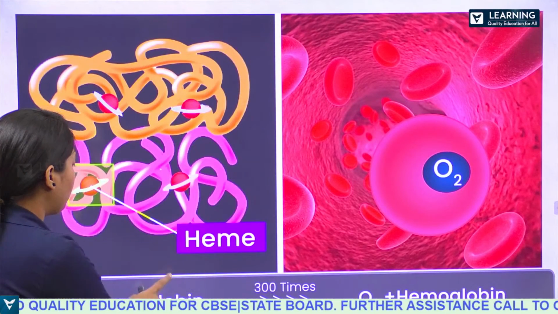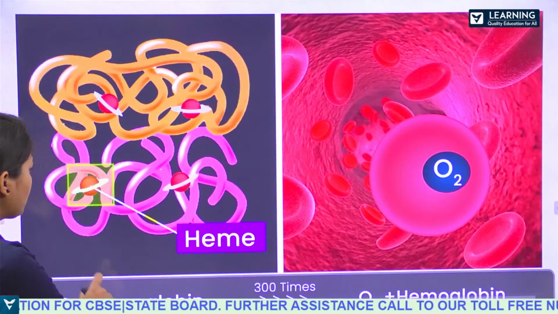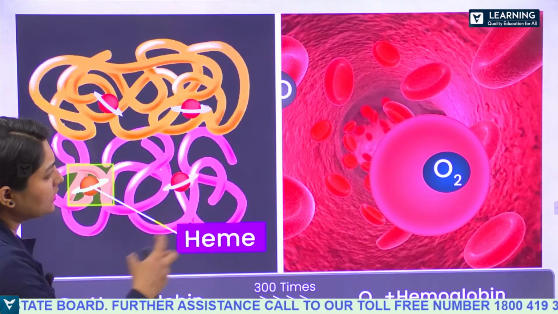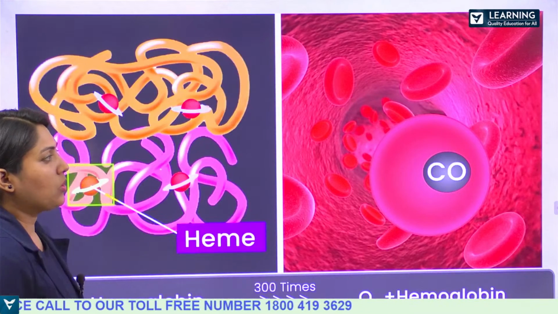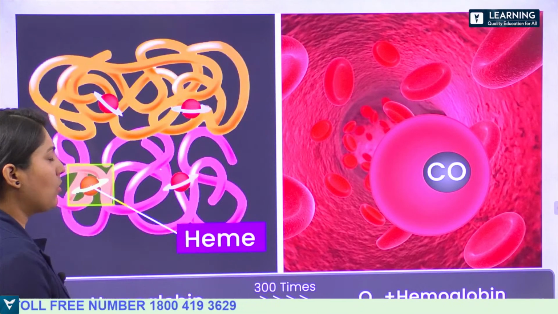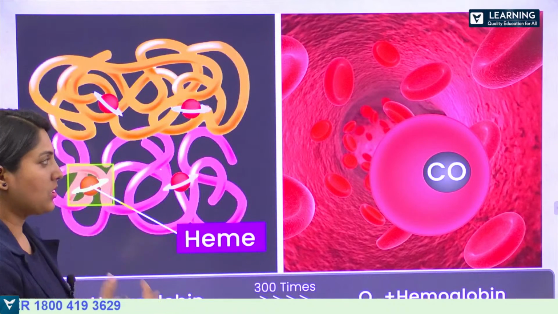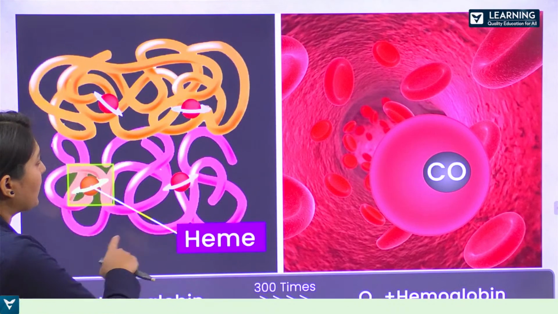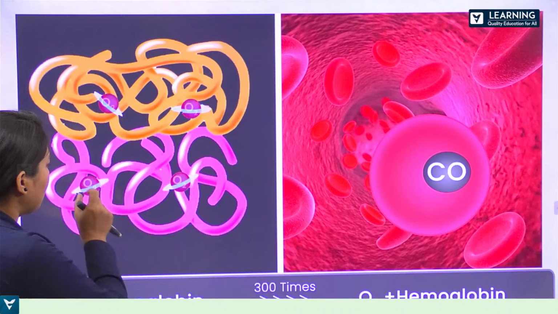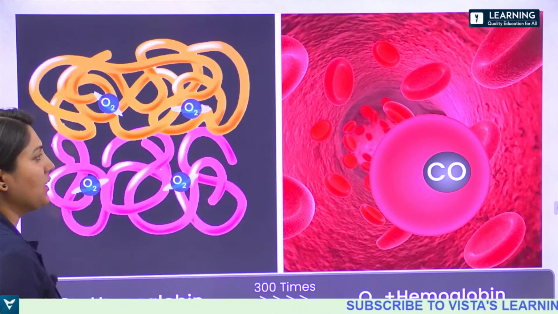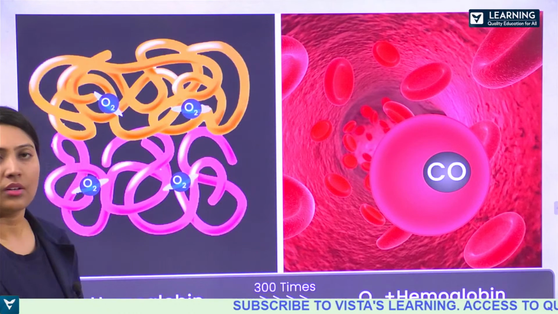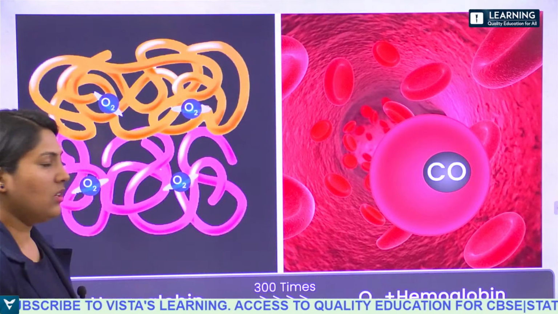So if you see here, carbon monoxide plus hemoglobin, it removes the oxygen easily and occupies the space in the hemoglobin where oxygen is kept. So we don't get sufficient oxygen. You can see the heme contains oxygen, and when carbon monoxide comes, the oxygen is easily removed, and they will not be able to have oxygenated blood throughout the body.